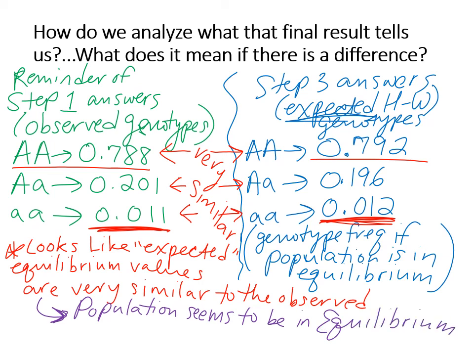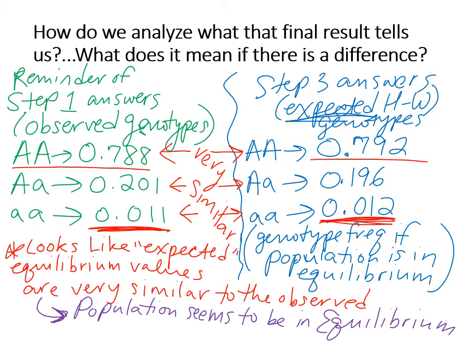Now we did this by eyeballing it, which on a quiz, the final, post labs, I would be fine. That's what I'll have you do, is just eyeball it. If the numbers are close to each other, like 0.788 and 0.792, when you round them off, they're both 0.79. When you round off 0.201, 0.196, they're both 0.2. Okay? When you round off 0.011 and 0.012, they're both 0.01. Okay? 1%. So when all three of the genotype observed and expected are close to each other, that tells you the population is in equilibrium.